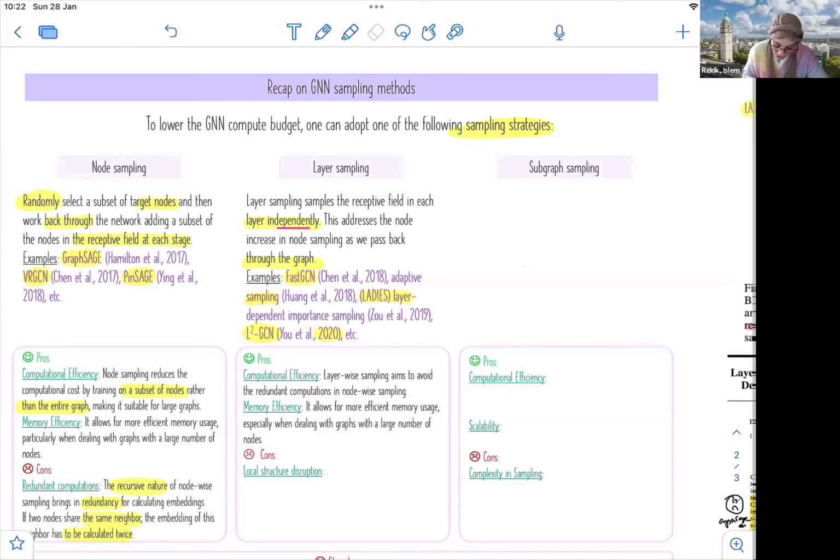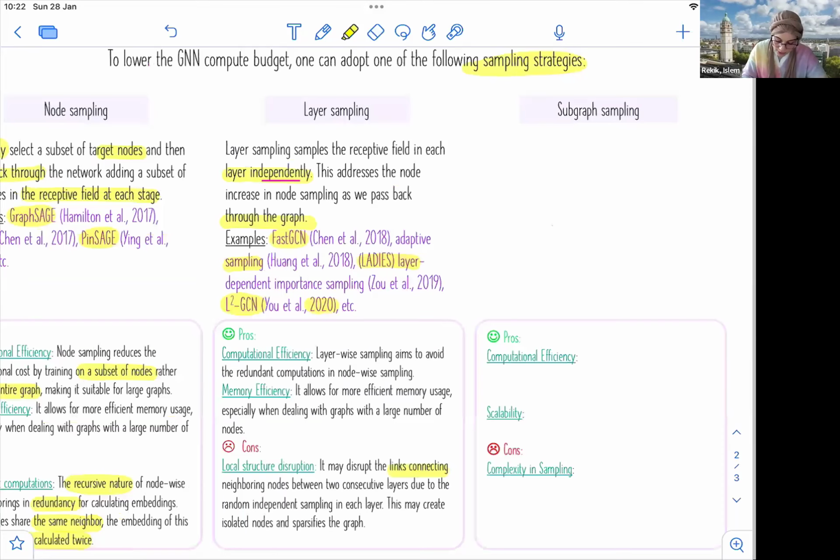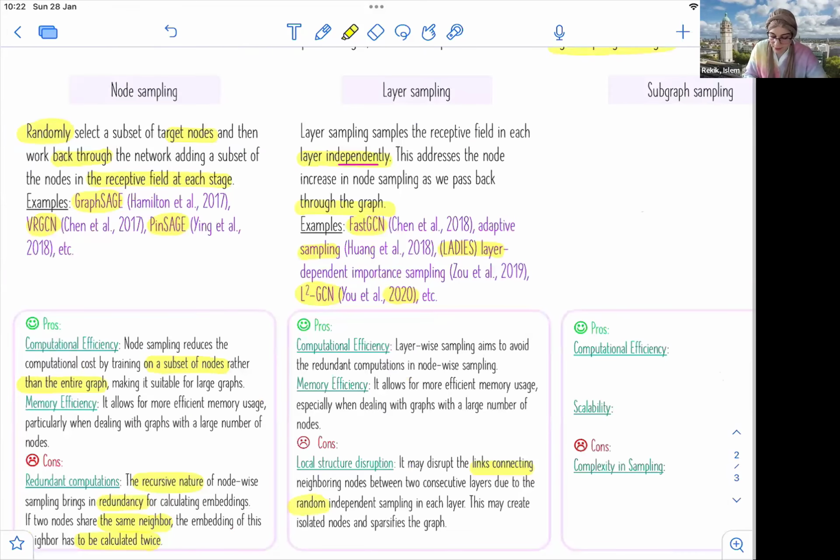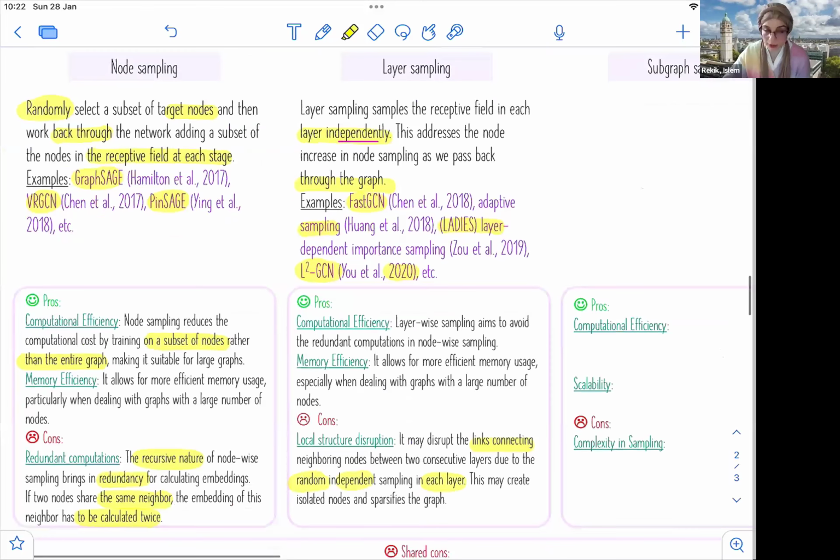The key disadvantage here is that it disrupts the local structure of the graph. It may disrupt the links connecting neighboring nodes between two consecutive layers due to the random independent sampling in each layer. This may create isolated nodes and sparsify the graph, and may not be very beneficial to the final loss optimization and parameter learning.